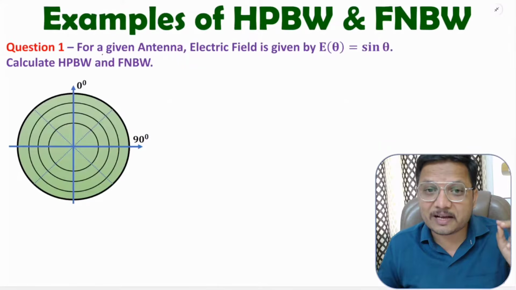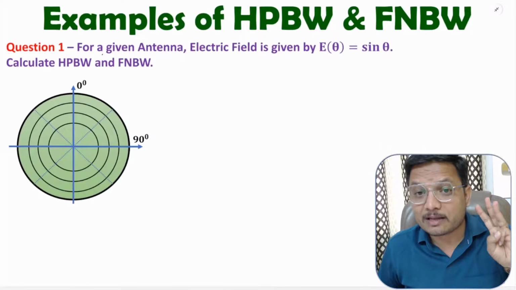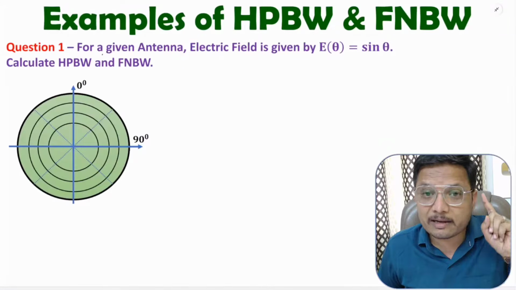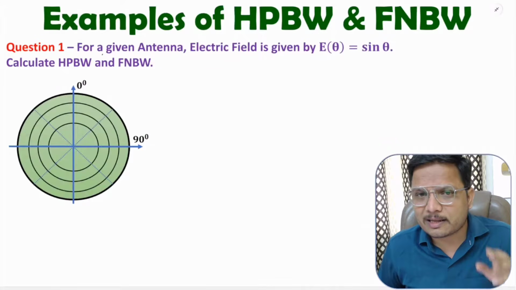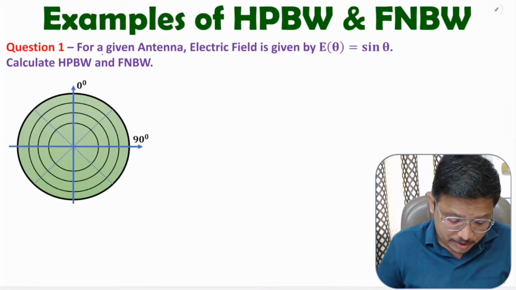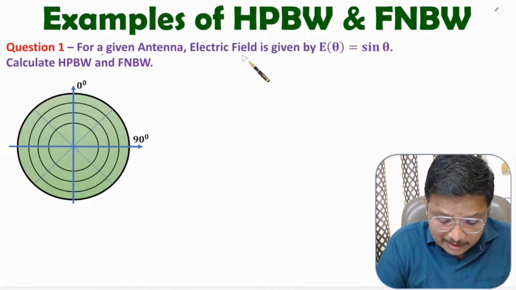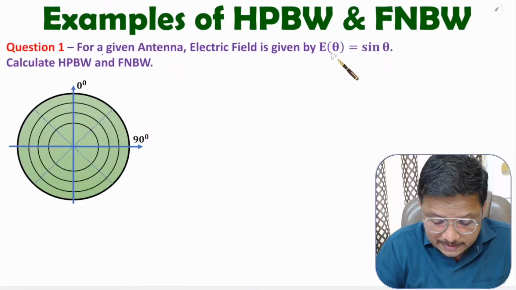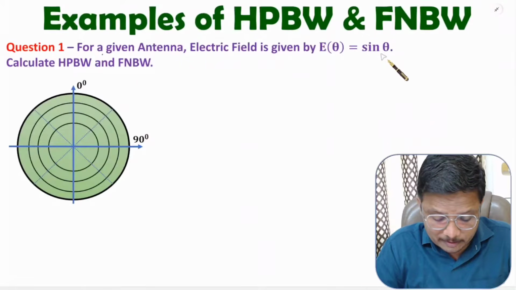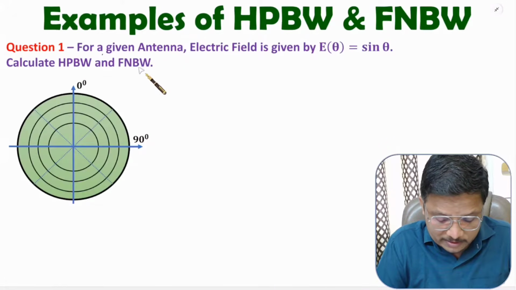In this video, I'll be solving three very interesting problems based on half power beamwidth and first null beamwidth. Let us have the first question over here. In the first question, for a given antenna, the electric field is given by E theta equals sin theta, and we need to find the half power beamwidth and first null beamwidth.